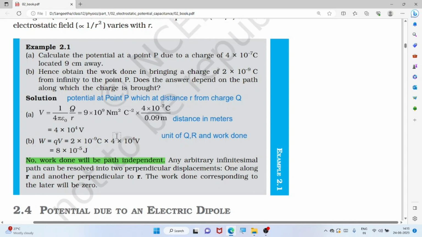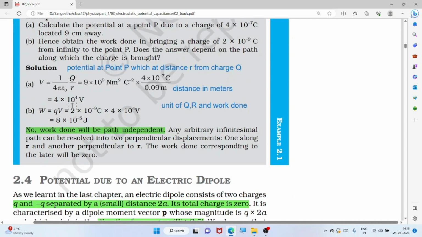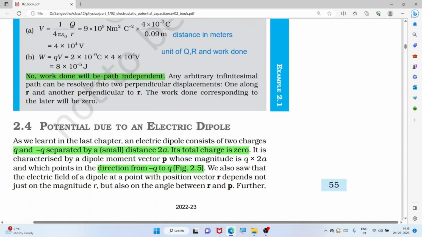So here this is the formula: potential at point P at distance r due to the charge. The units: work done in joules, charge in coulombs, potential in volts.